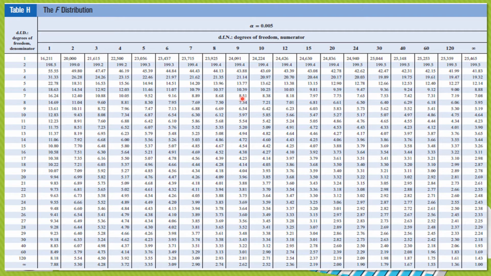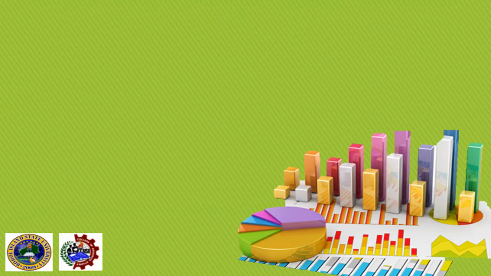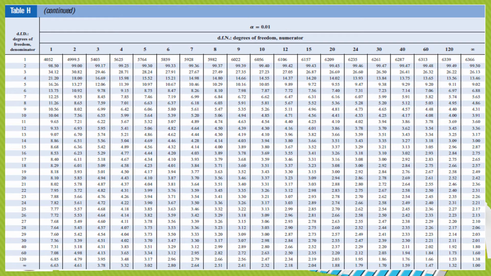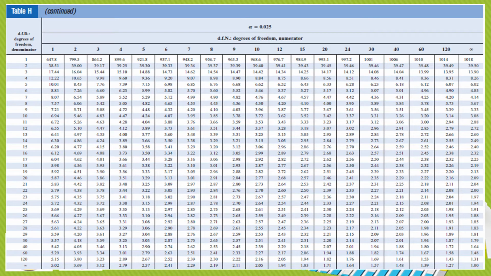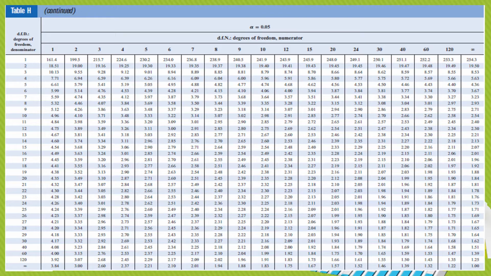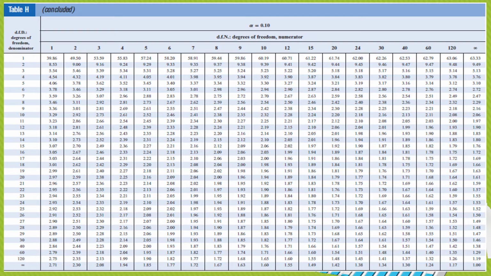The F distribution table that we are going to use depends on the level of significance, or the alpha. If the alpha is equal to 0.005, then this will be the table that we are going to use. The same goes for the alpha which is equal to 0.01. Another is for alpha equal to 0.05. And lastly, for an alpha which is equal to 0.10.